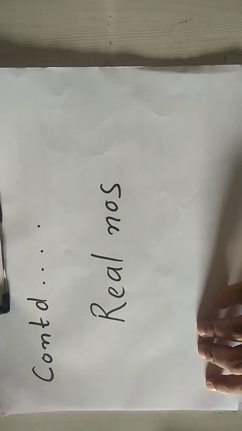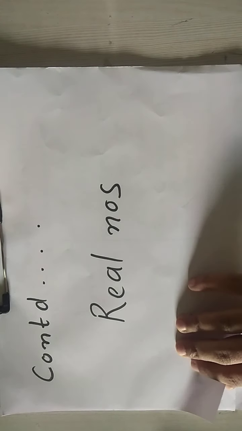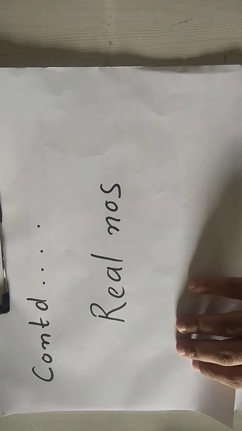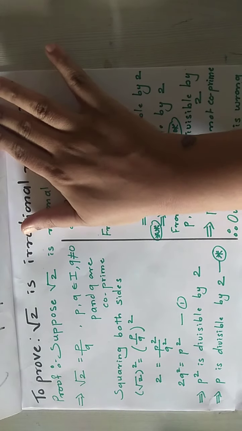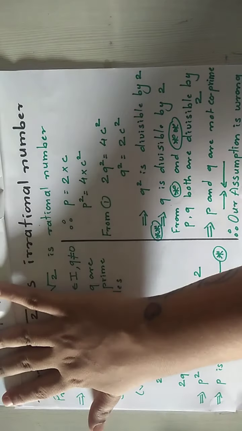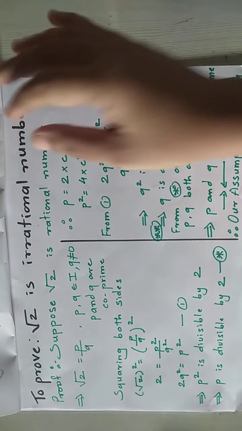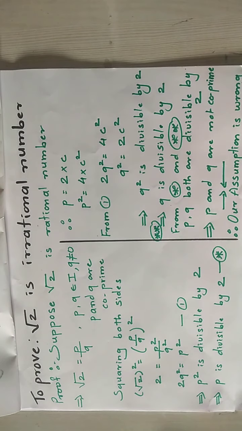So today we'll start with the next section of real numbers, in which we'll be proving that root 2 is an irrational number. We very well know that root 2 is an irrational number, but till now we have not done a proof for it. So in this lesson we'll be learning a proof which shows that root 2 is an irrational number.